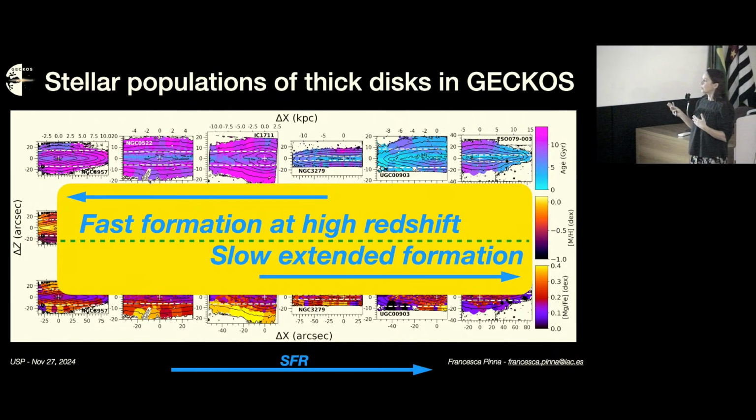So this sample, trying to reconnect it with the results they showed earlier, it looks like there is a trend with the star formation rate in the stellar population properties, and therefore in the formation processes that led to the formation of thick disks, with more quiescent galaxies suggesting fast formation at high redshift, with these prototypical thick disks, which are old, metal poor, and alpha enhanced. But this doesn't happen in the most star-forming galaxies, where we have results which suggest slow extended formation across time.